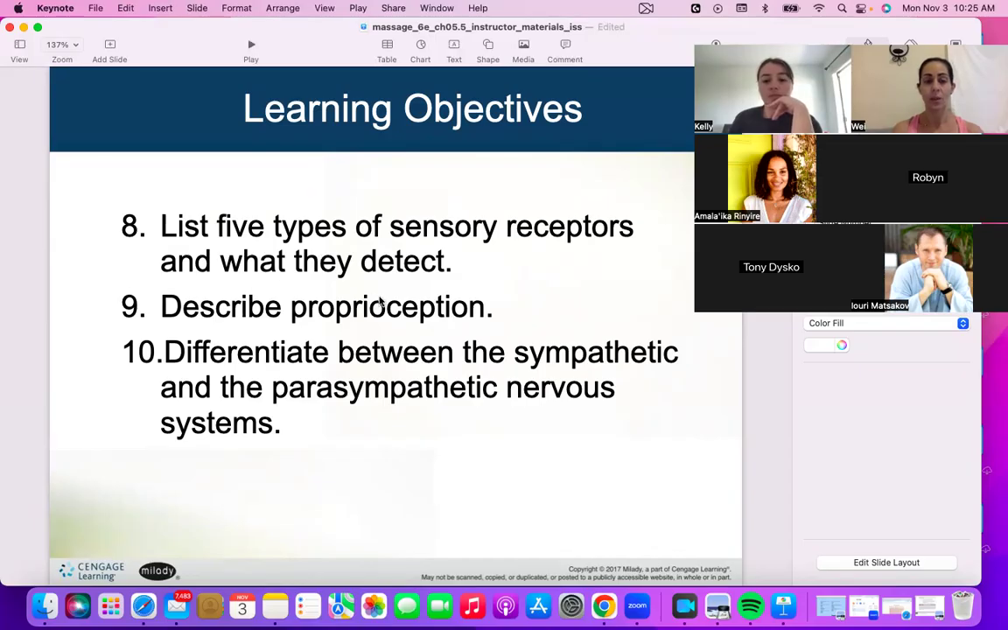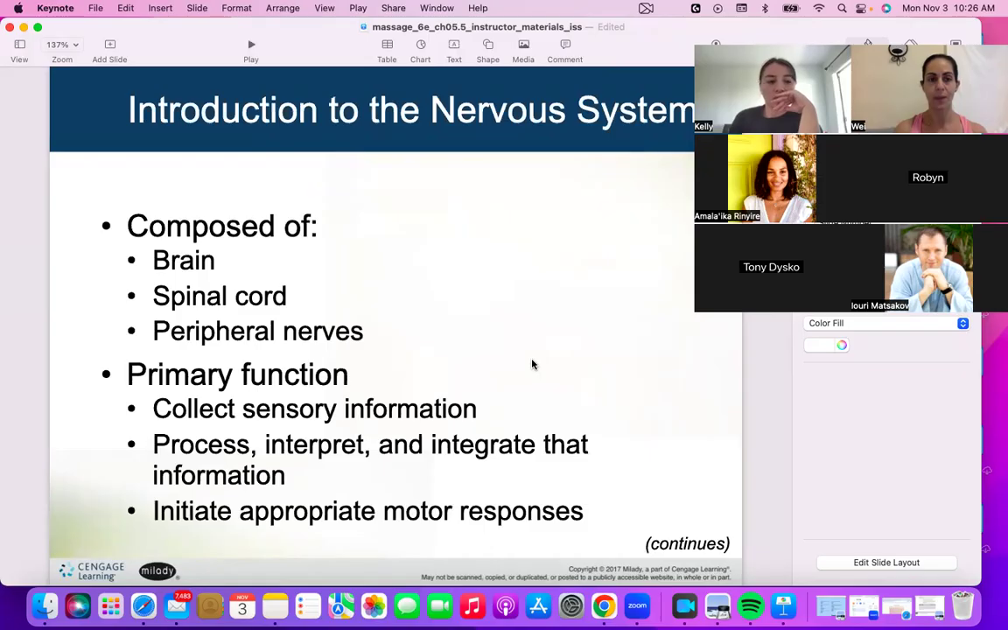And describe proprioception, what that is, and differentiate between the 2 main nervous systems, which are the sympathetic and the parasympathetic. That's in the autonomic nervous system. So we'll have a whole tree branched out for you to understand all the different nervous system sections.